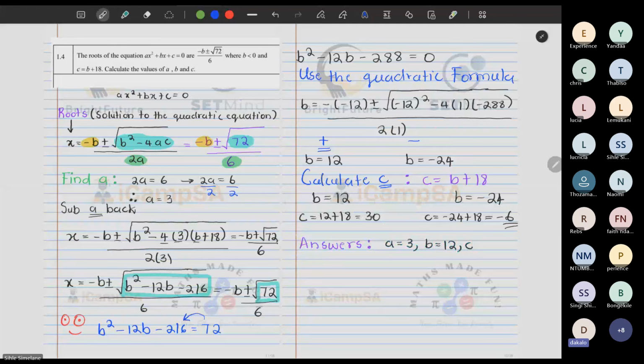Eight, 30, 30. Okay, we don't mix things up, guys. We know that if B is 12, C must be 30. And then we show them that we are smart. We say, oh, you can choose the option of having A as 3. It's the same. And then the other option, you can have B as minus 24. But guess what is going to be your C? What is it, guys?